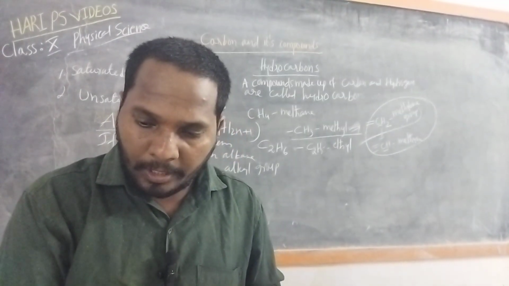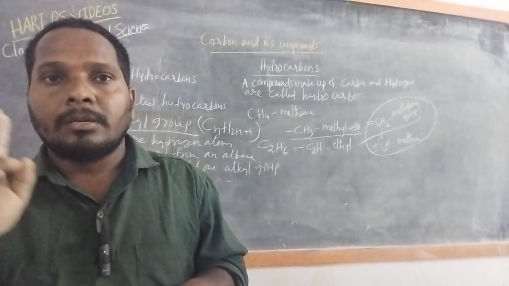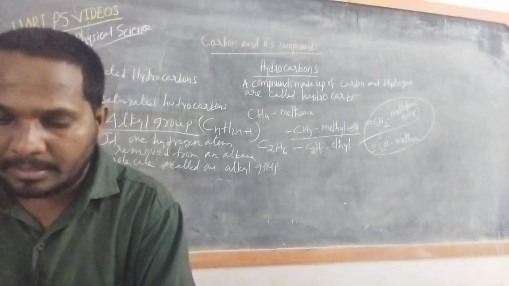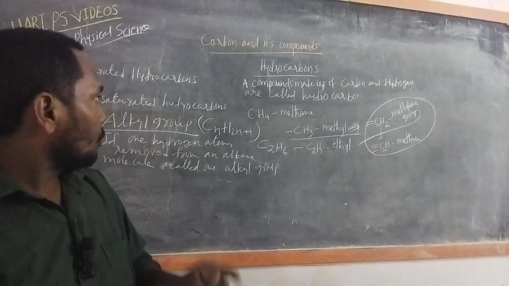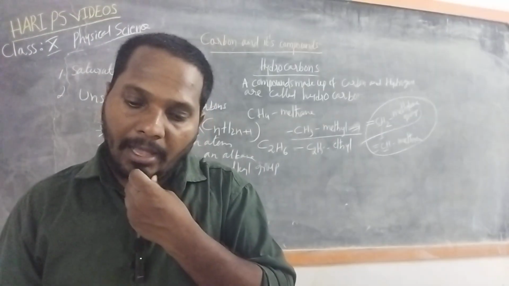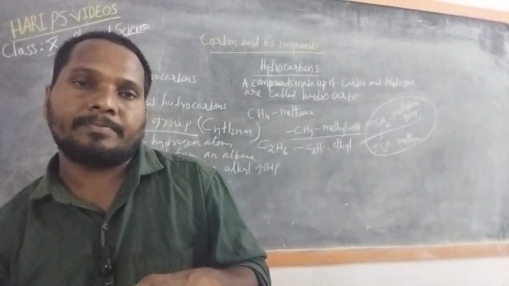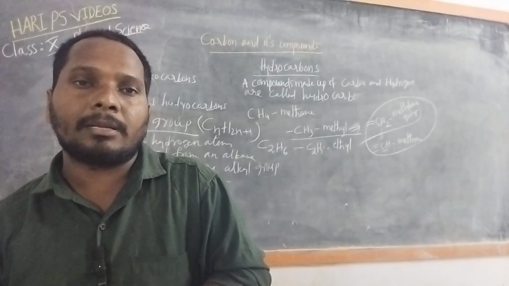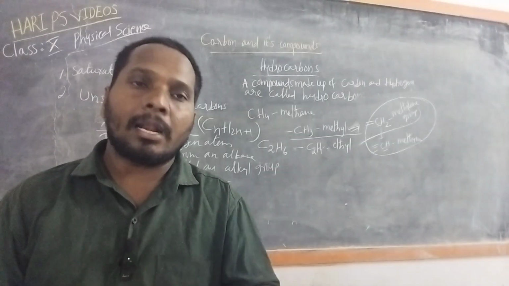Here is a golden rule: if the number of hydrogen atoms is 2 more than double the number of carbon atoms, then it is an alkane. That means if there are 2 more hydrogens than double the carbons, it is an alkane. If the number of hydrogen atoms is exactly equal to double the carbon atoms, alkenes. If it is 2 less, alkynes.